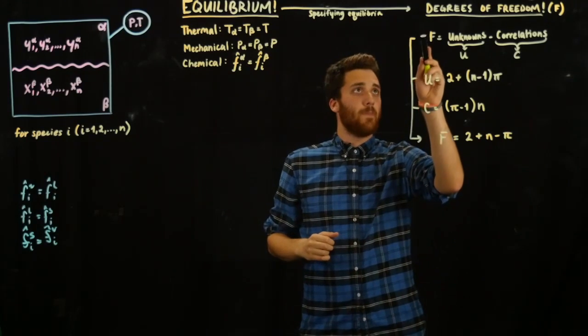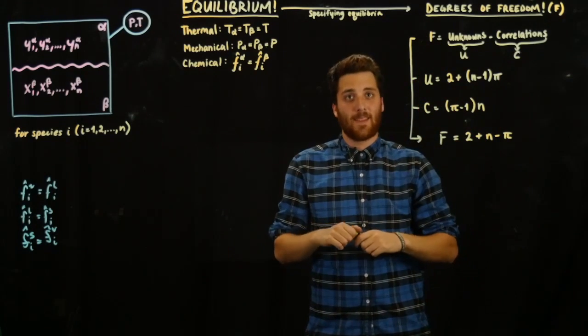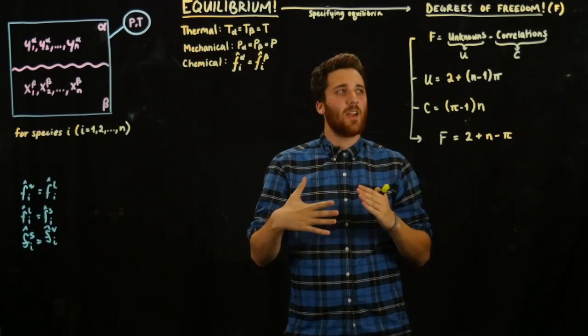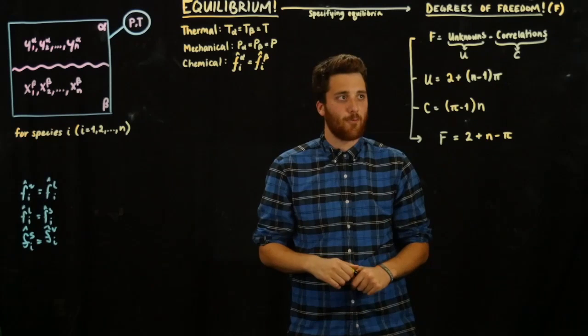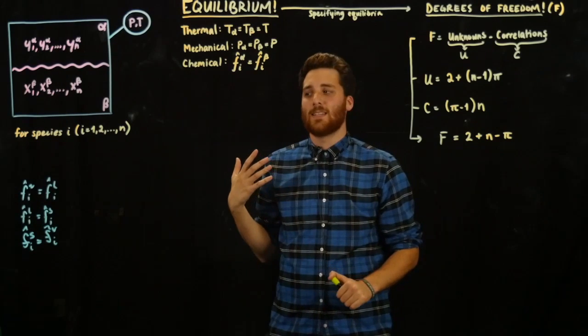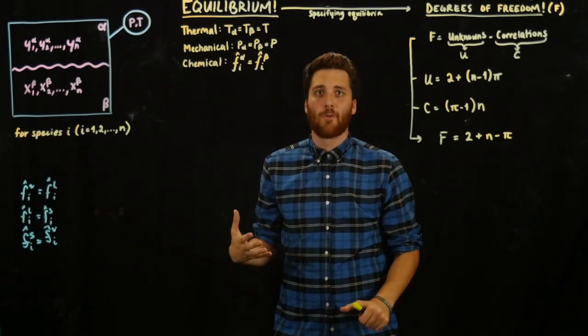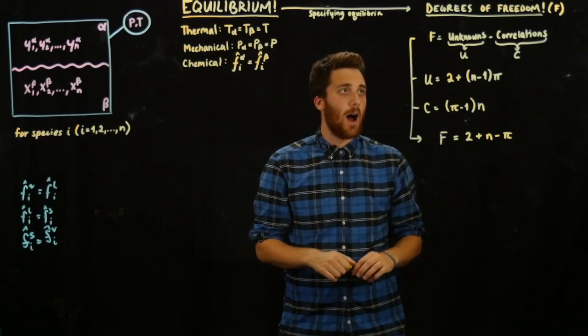Degrees of freedom is a concept that's defined by our Gibbs Phase Rule, and it's essentially a balance between our unknown intensive properties and our correlations between those intensive properties. It tells us how many intensive properties we have to specify before our system is fully specified.